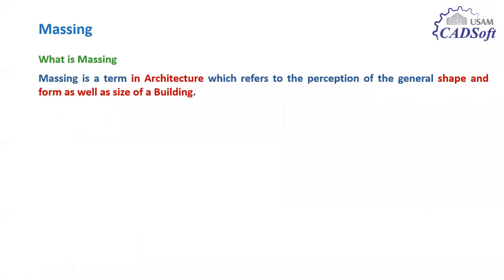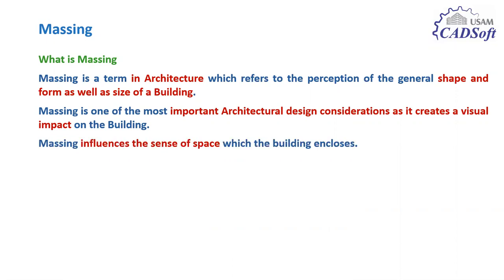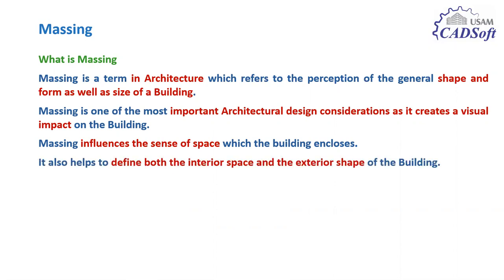Massing. So, what is massing? Massing in architecture refers to the general shape and form, as well as the size of the building. It is an important architectural design consideration, as it creates the visual impact on the building. So massing influences the sense of space of your building. Not only that, it also defines both interior space and the exterior shape of the building.